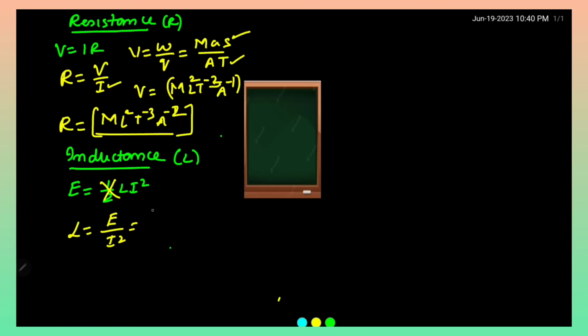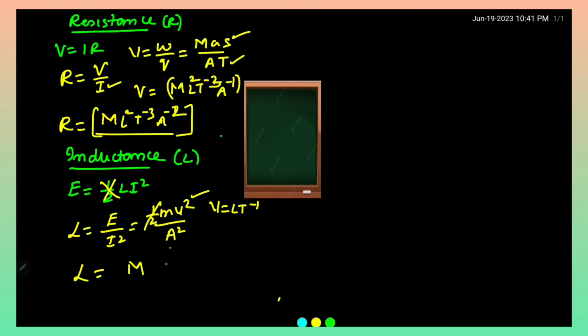Energy we can take as half mv square, divided by A square. A means I square, I means current, so we can consider ampere whole square. Half does not have any dimension. You know velocity means LT power minus 1, so here V square is there.